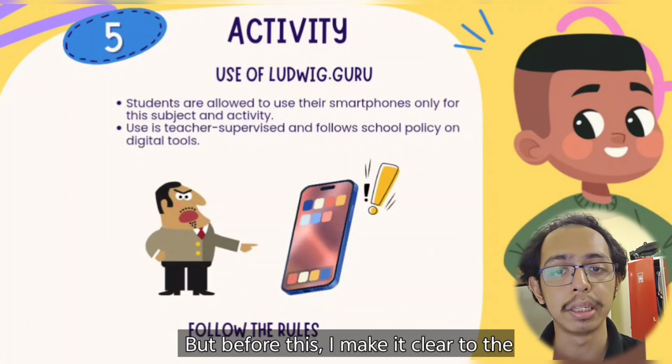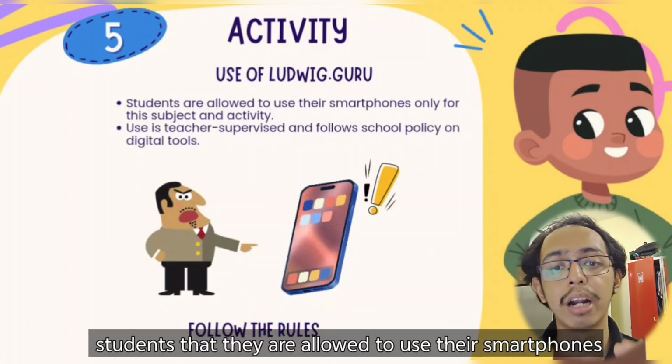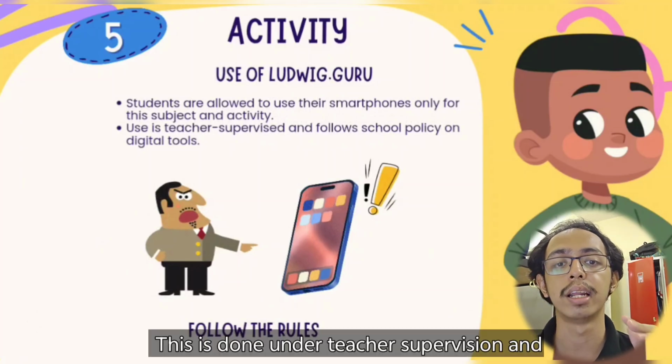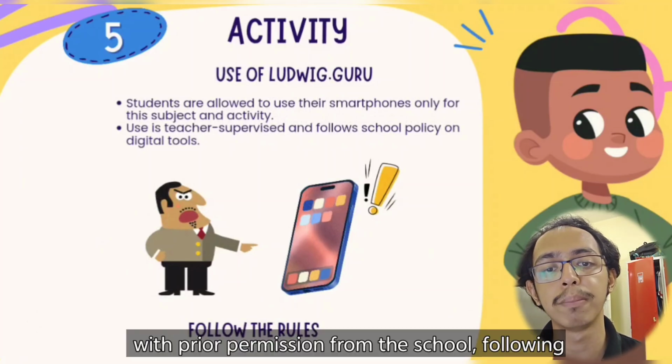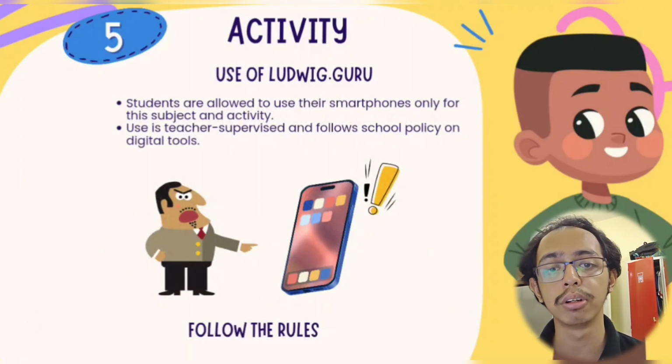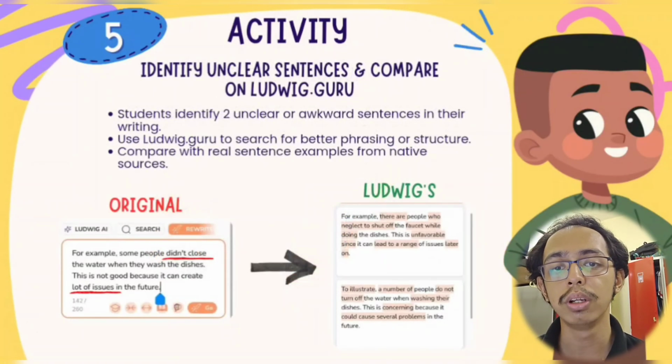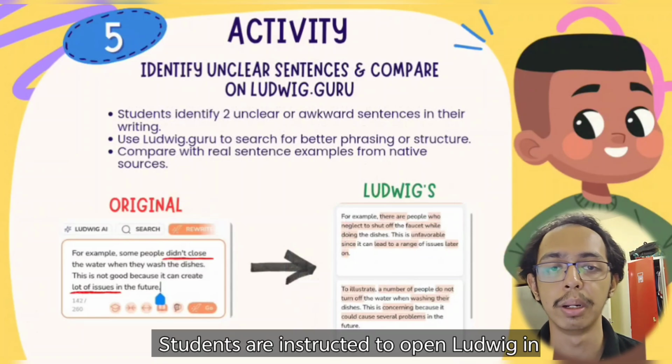So once the initial draft is complete, I guide them into the next stage, revision using Ludwig.guru. But before this, I make it clear to the students that they are allowed to use their smartphone specifically for this part of the lesson. This is done under teacher supervision and with prior permission from the school, following standard school policy on mobile phone usage for academic purposes.